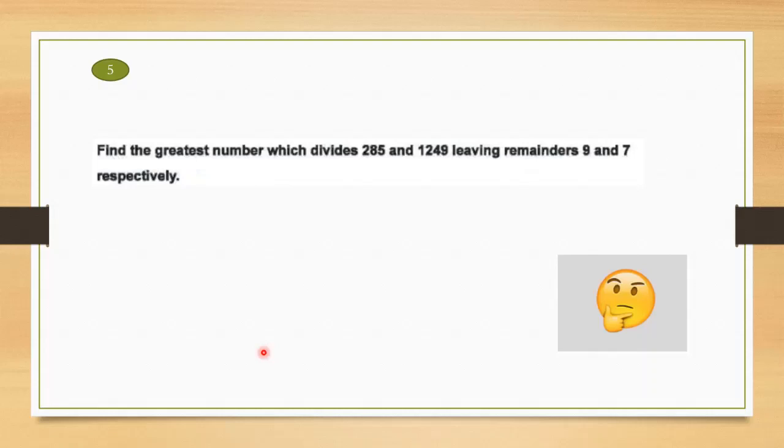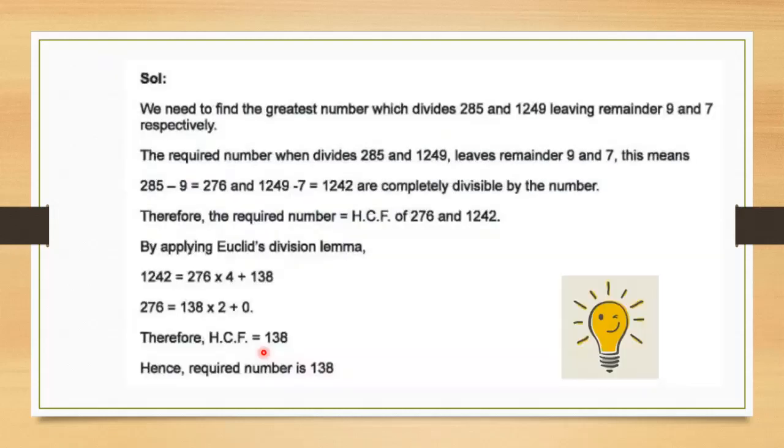Give me the answer. Ma'am, 138. Yes, it is 138. Everybody see to it that you can do it properly. Gone wrong, slash it off, redo. So basically the numbers required are 285 minus 9, that is 276, and 1249 minus 7, that is 1242. So you're finding the HCF of 276 and 1242.